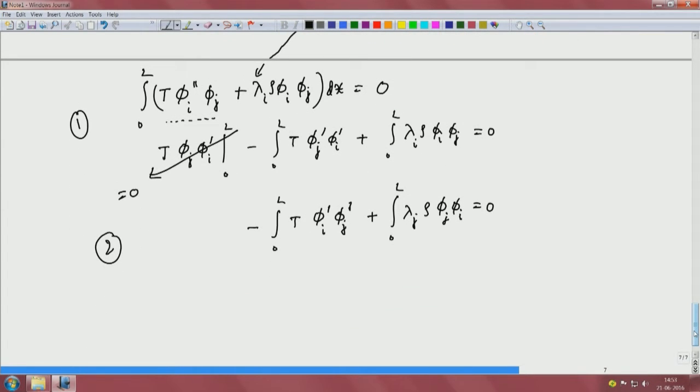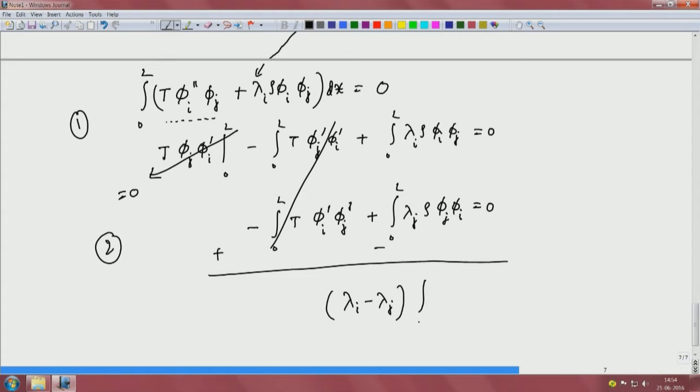Now, if I subtract one from the other, these two terms are the same, so they cancel. And what I get here is lambda i minus lambda j times the integral from 0 to L of rho phi i phi j dx. I forgot the dx here, so there should be dx.